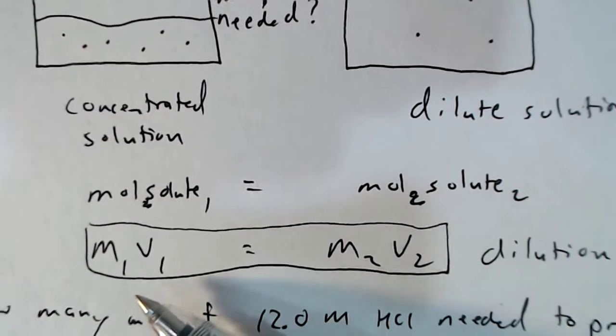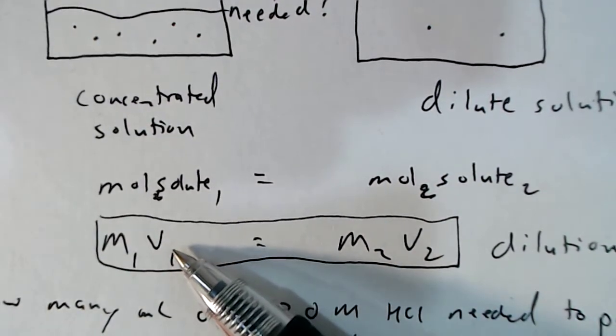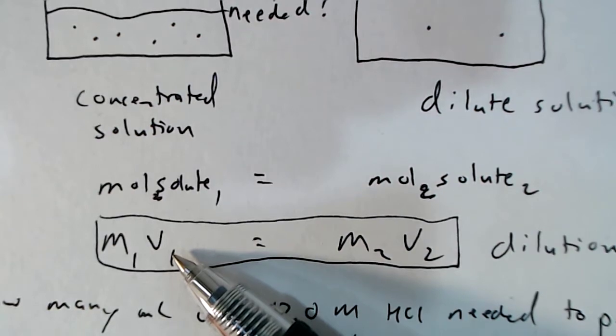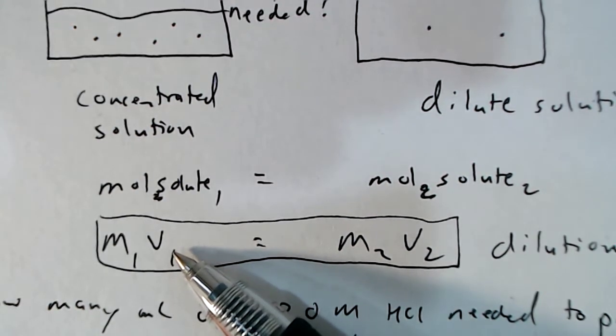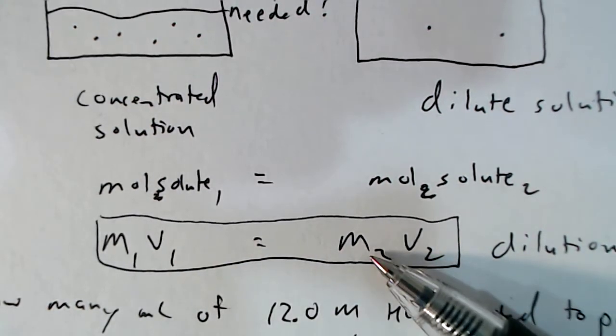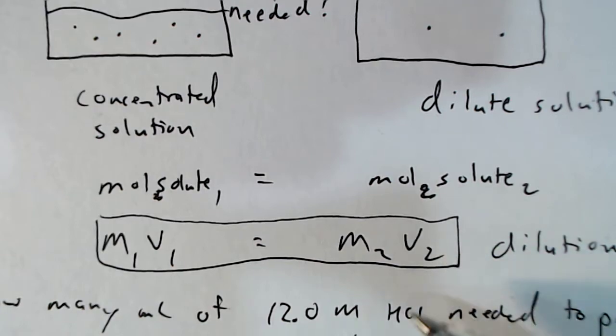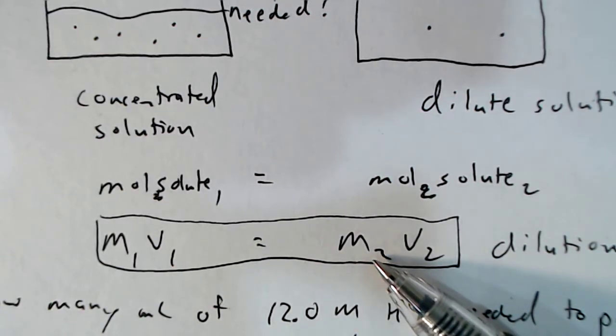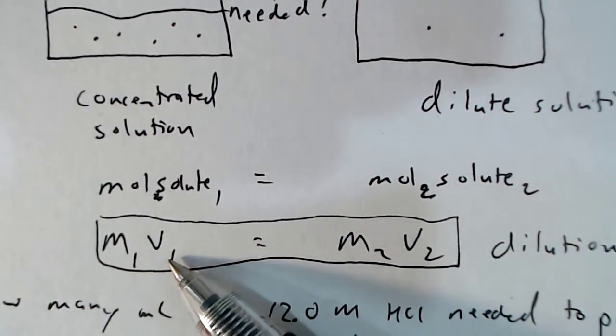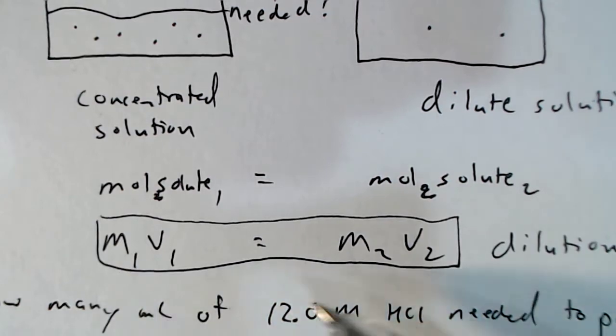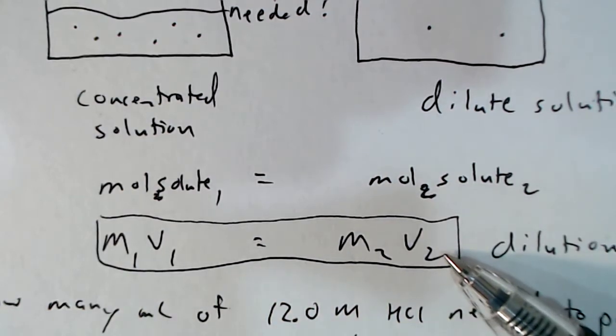That allows you to figure out what is the original volume of a concentrated solution you might need to prepare a new molarity at a new, higher volume. Or you could use it to figure out what the new molarity might be if you took a certain volume of a certain concentrated solution and diluted it to a new volume.